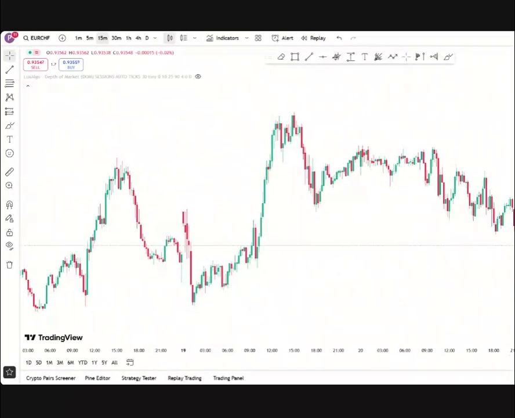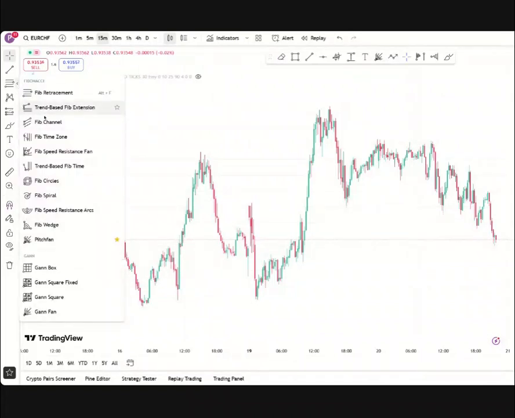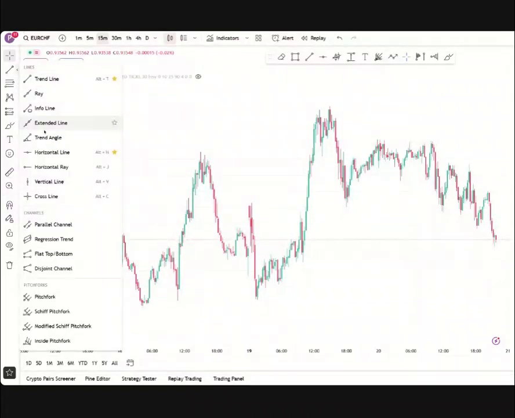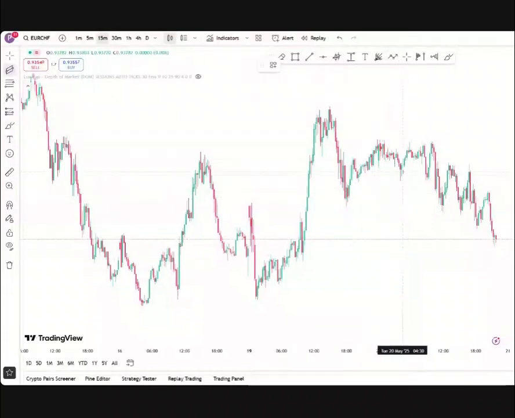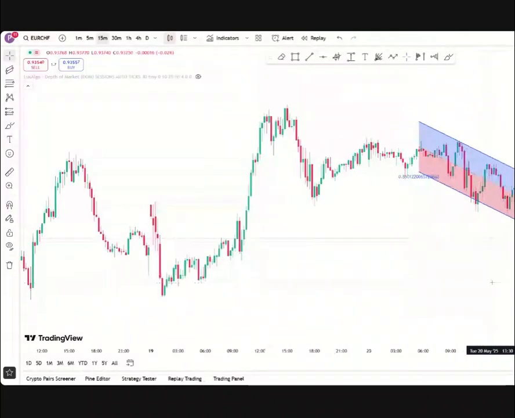So you can see Euro CHF has been consolidating almost the whole day. Why? Simply because the Euro and CHF have the same strength, and they have formed something called a regression trend of consolidation. So you can see, you can trade two currency pairs that have the same strength.